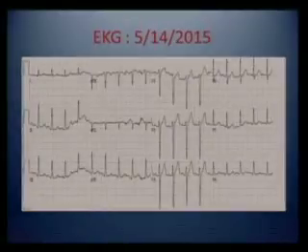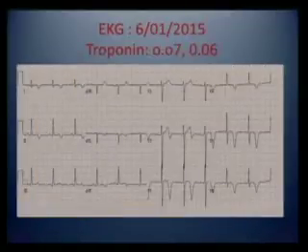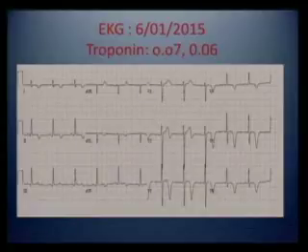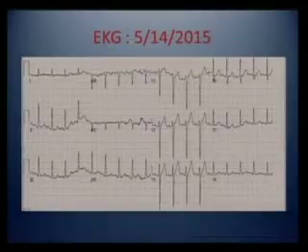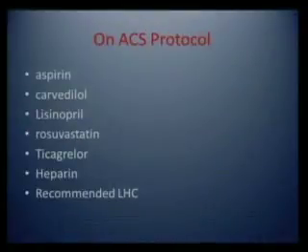So this was the EKG during the first admission. You can see the change, the deep T-wave inversions on the anterior and lateral leads, and this EKG, except for signs of tachycardia, was a normal EKG. So he was put on the ACS protocol. Of course, we put him on dual antiplatelets, aspirin, ticagrelor or Plavix, heparin, and we did a coronary angiogram. And I'm going to show you the coronary angiogram.